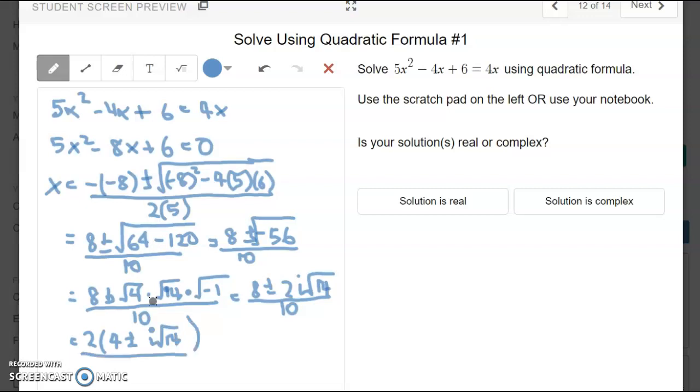all over 10, which is the same as 2 times 5, right? So then 2 and 2 cancel out, and you are left with 4 plus or minus i root 14 all over 5, and that's my final answer. And because we have this i here, the imaginary number, the solution is complex.